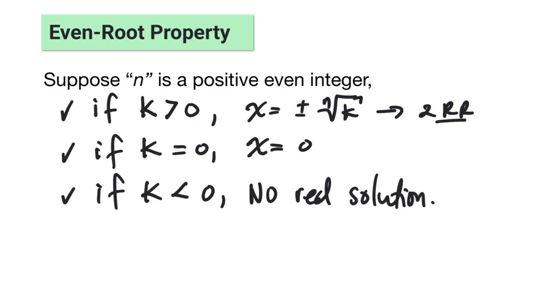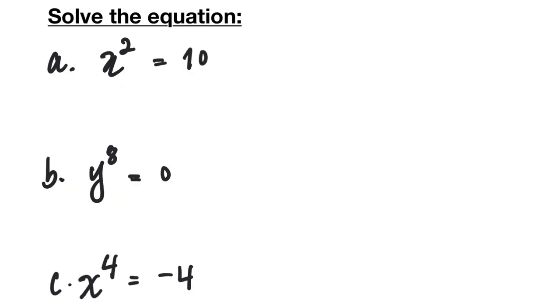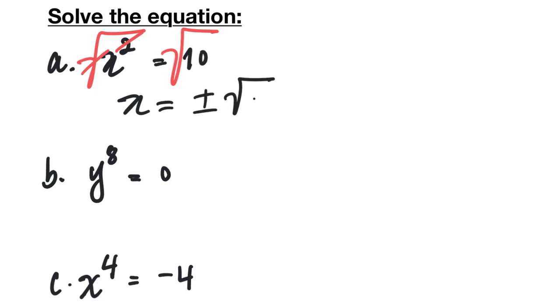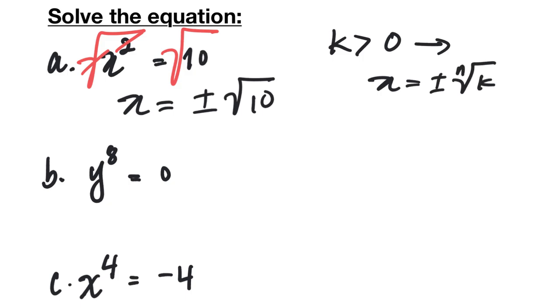Okay, so let's look at some examples. Solve the equation x squared is equal to 10. So we're going to get the square root of both sides. So what is left now is just going to be x is equal to plus or minus the square root of 10. So here you can see that your k is greater than 0. That means that your x is equal to plus or minus the nth root of your k. That's what we said earlier.